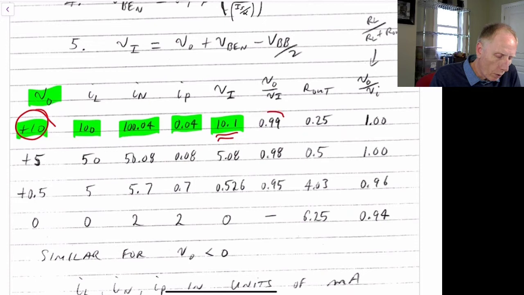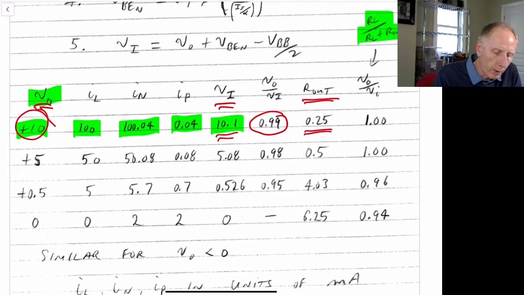V out over VI large signal. So if we just look at the ratio of this output voltage to the actual input voltage, we see it's 0.99. Our output resistance is equal to 0.25 ohms. And so if we plug that into this equation, RL over RL plus Rout, 100 ohms divided by 100 plus 0.25 ohms, we get a small signal gain of 1.